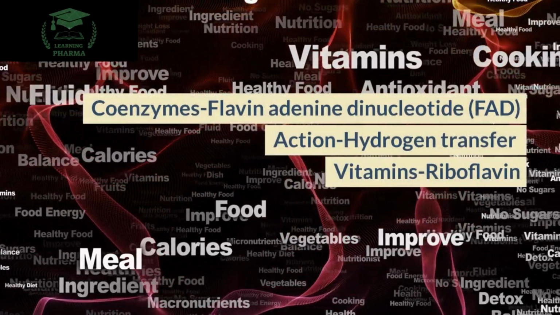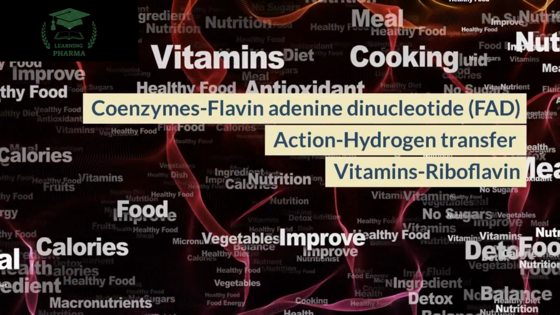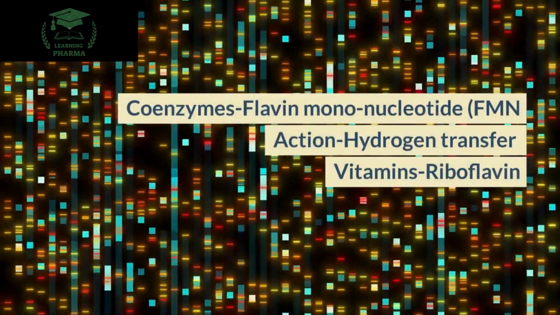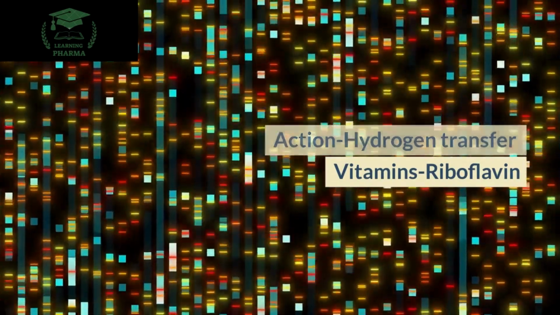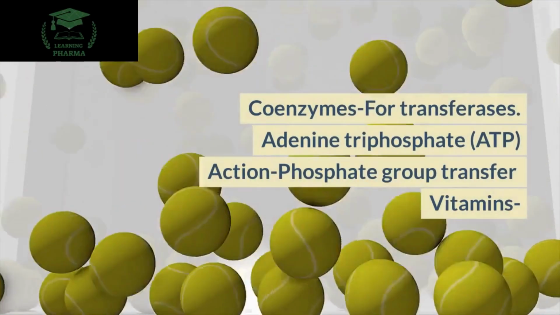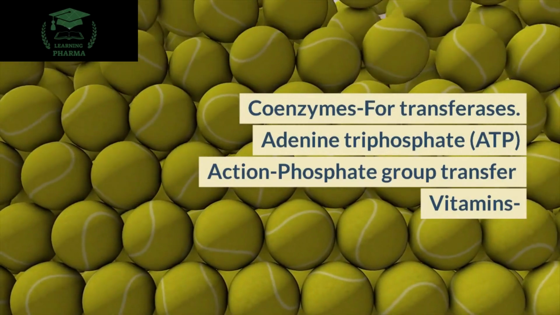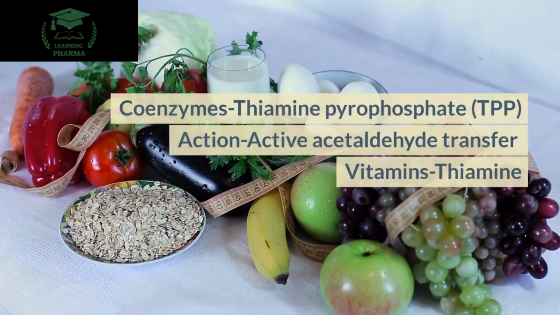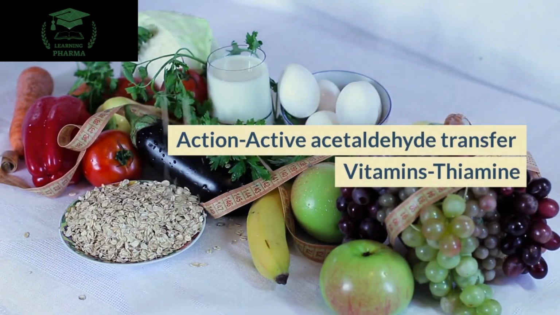Coenzyme: flavin adenine dinucleotide, FAD. Action: hydrogen transfer. Vitamin: riboflavin. Coenzyme: flavin mononucleotide, FMN. Action: hydrogen transfer. Vitamin: riboflavin. Coenzymes for transferases: adenosine triphosphate, ATP. Action: phosphate group transfer. Coenzyme: thiamine pyrophosphate, TPP. Action: active acetaldehyde transfer. Vitamin: thiamine.